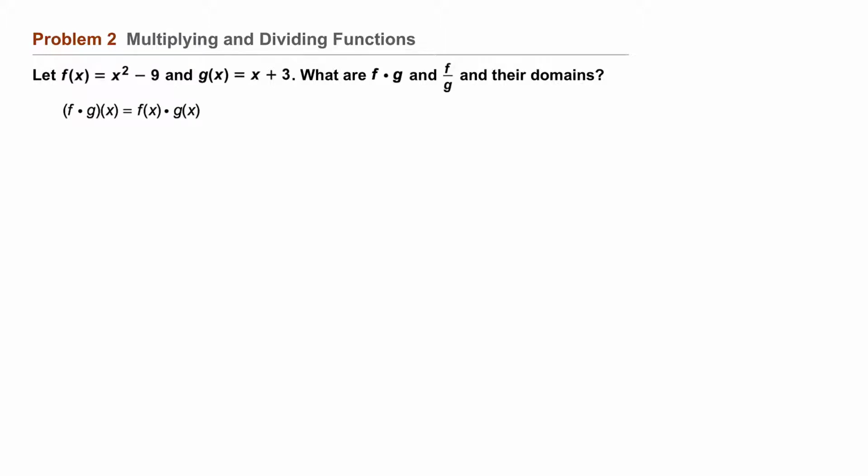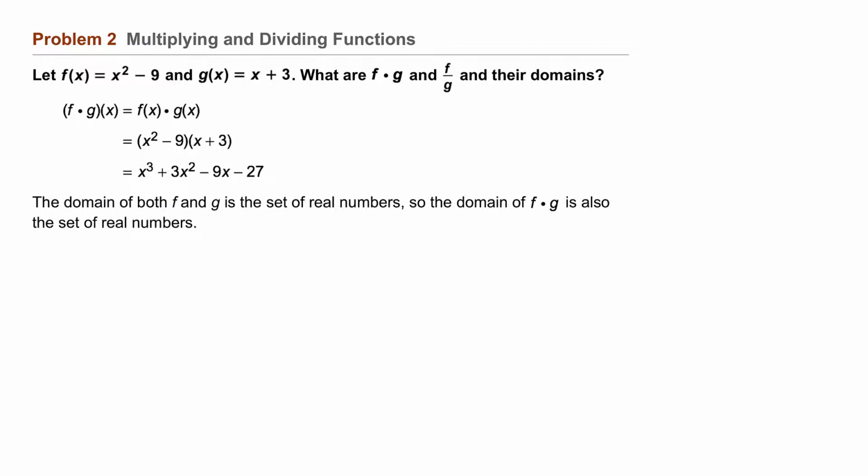Well, first, f times g of x is equivalent to f of x times g of x. f of x is x squared minus 9, g of x, x plus 3. So we multiply these two binomials and arrive at, in simplified or standard form, x cubed plus 3x squared minus 9x minus 27. The domain of both f and g, the original functions, is the set of real numbers. So the domain of f times g is also the set of real numbers.